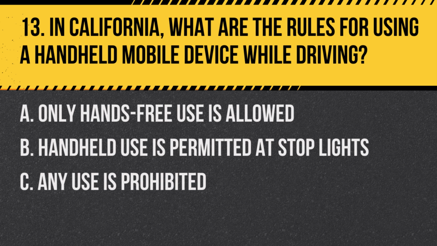A. Only hands-free use is allowed. B. Handheld use is permitted at stoplights. C. Any use is prohibited. Answer. A. Only hands-free use is allowed. In California, drivers are only allowed to use mobile devices in a hands-free manner while driving.